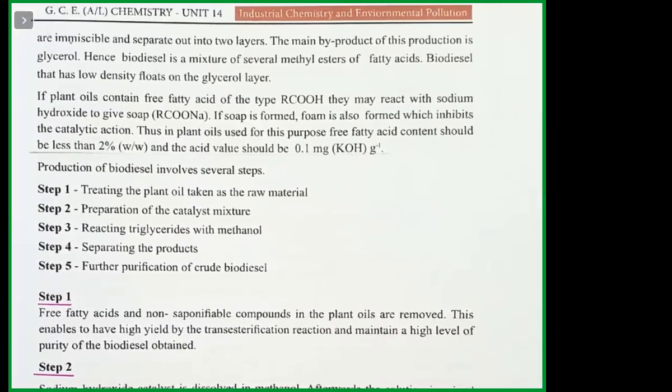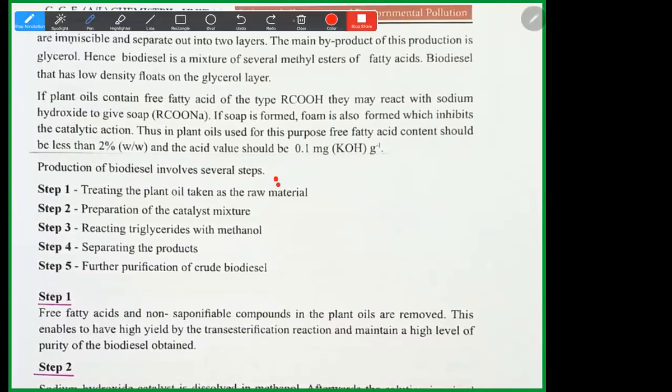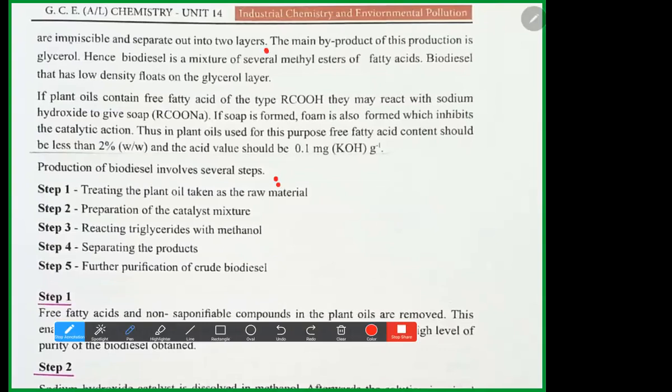Are immiscible and separate out into two layers. The main byproduct of this production is glycerol. Hence, biodiesel is a mixture of several methyl esters of fatty acids. Biodiesel, which has low density, floats on the glycerol layer. So the biodiesel density is lower, so it is floating on the glycerol layer. So we can separate them.